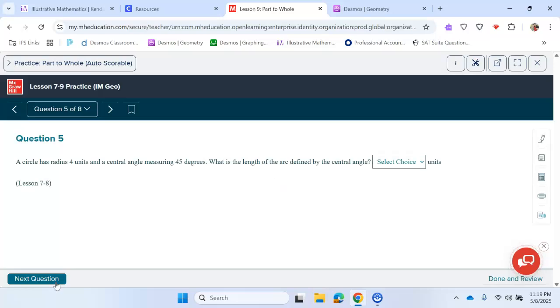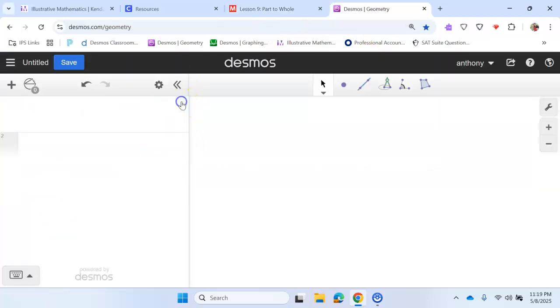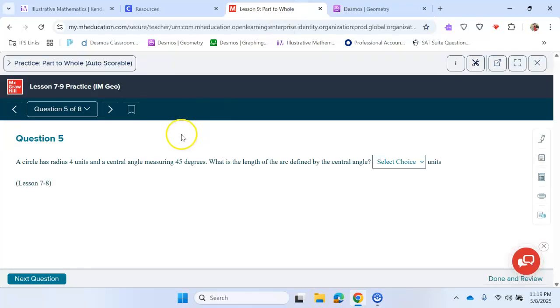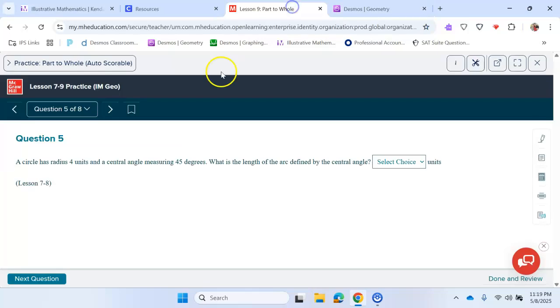Question 5. A circle has radius 4 units and a central angle measuring 45 degrees. What is the length of the arc defined by the central angle? It has a central angle measuring 45 degrees. 45 divided by 360 times the area.